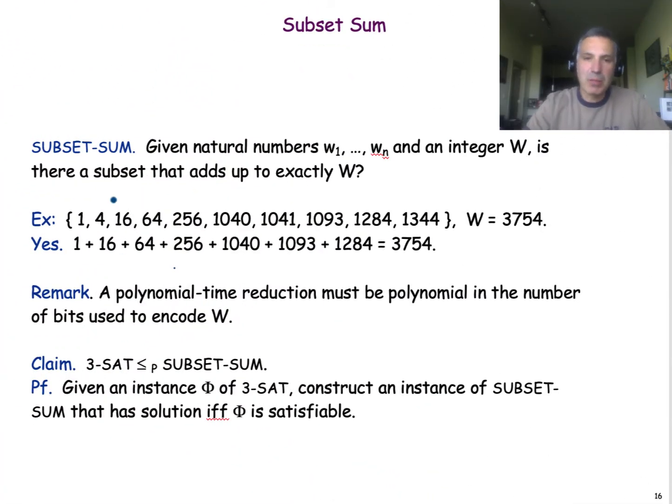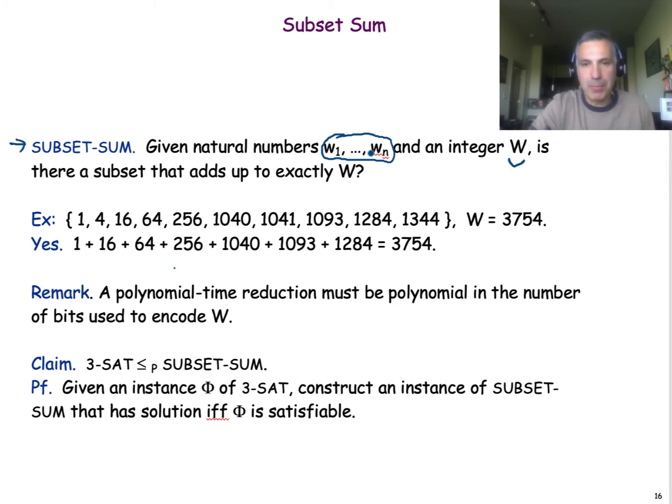So here is the subset sum problem. It's very simple. We're given n numbers. Think of them as natural numbers or positive integers basically. And we're given another positive integer w. We're asking the question, is there a subset among these n numbers that when we add that subset we get exactly w, no more or no less.